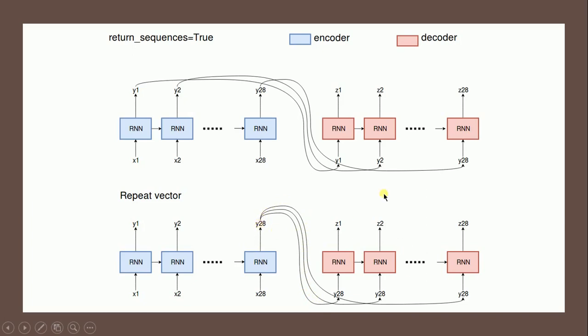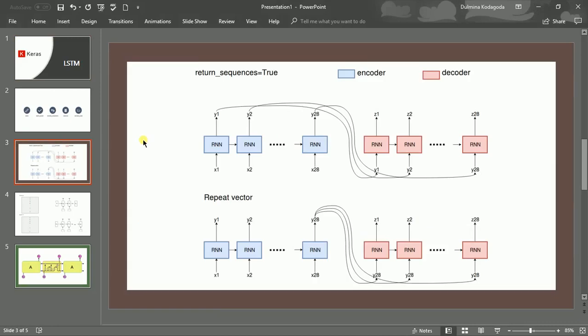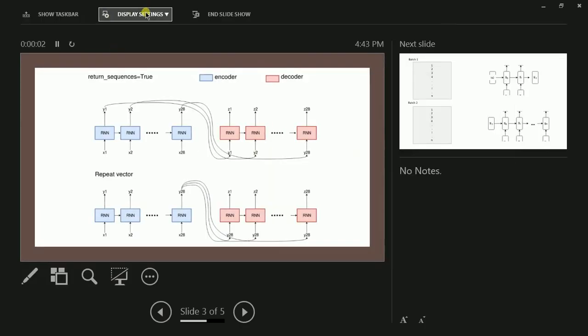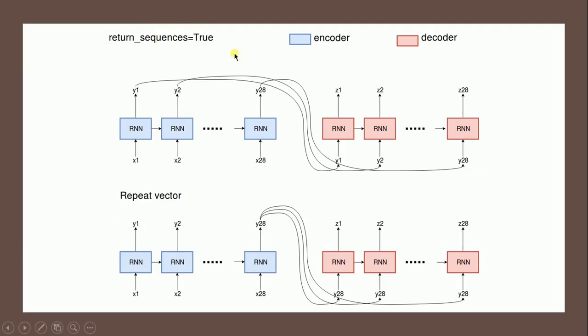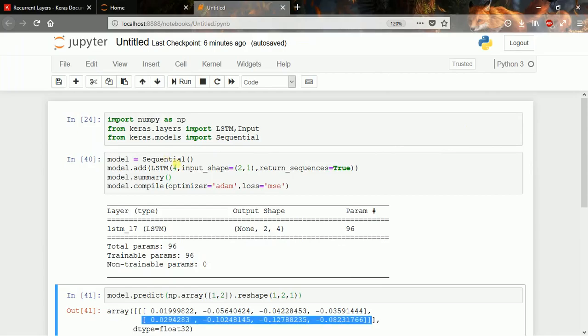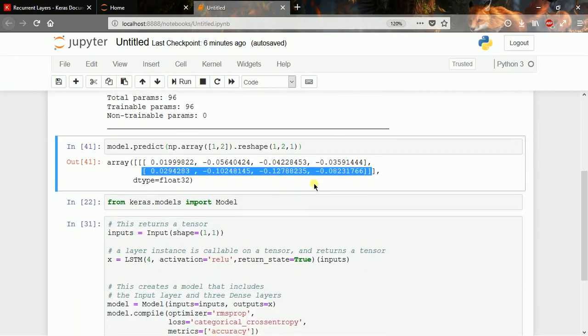So if we have another layer below that, this will be duplicated and repeated to all other LSTM cells. Okay, you got it. That's why we have received two vectors. With return sequence false, we received only one vector.